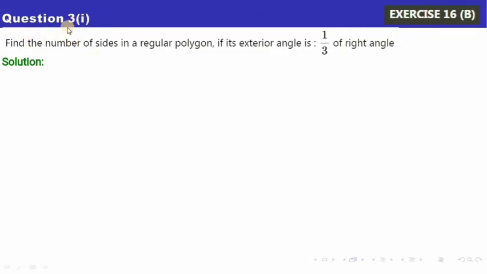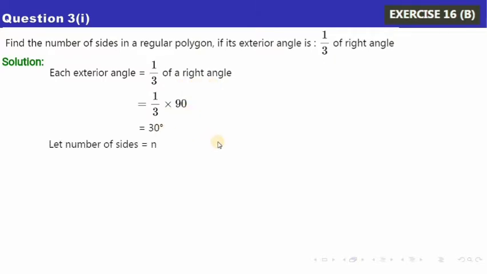Let's take the third question, third sub number 1. Here you need to find the number of sides in a polygon if its exterior angle is 1 by 3 of a right angle. Be careful with this. The exterior angle is given as 1 by 3 of a right angle, which is 30 degree. I'm considering the number of sides to be n. You have seen in an earlier exercise that however many sides there are, the sum of all the exterior angles will be 360 degree.